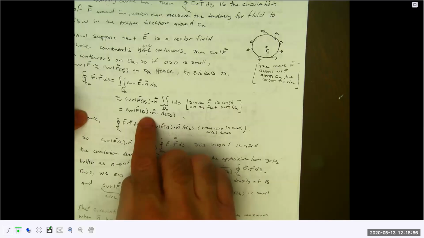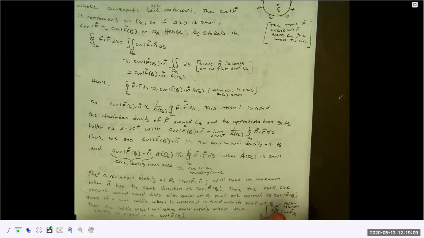And then we're taking the integral of 1 ds over dA. And what that would be equal to is the curl of F at P sub 0 dotted with n times the area of my disk, times the area of that surface. And so what we can say then is that this line integral is approximately equal to the curl of F at P sub 0 dot n times the area of the disk.